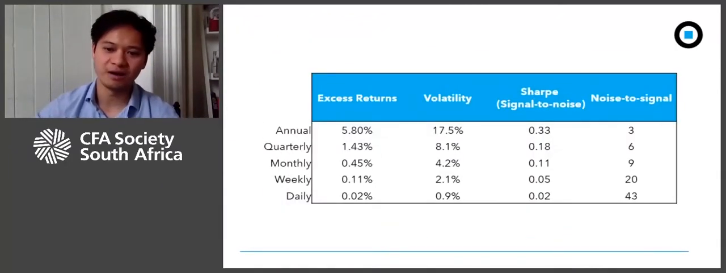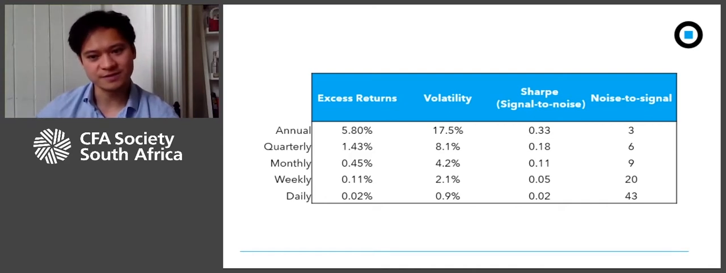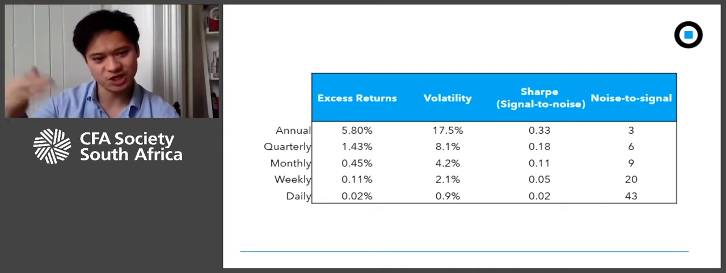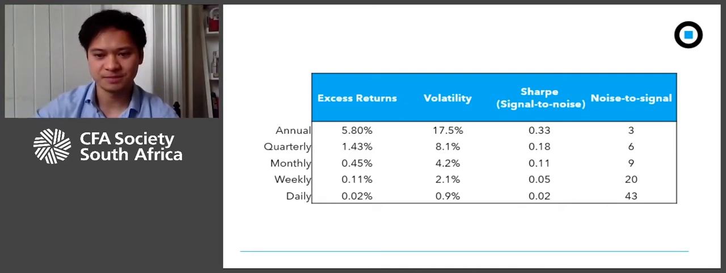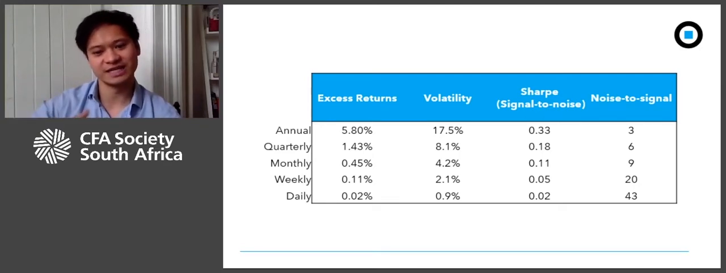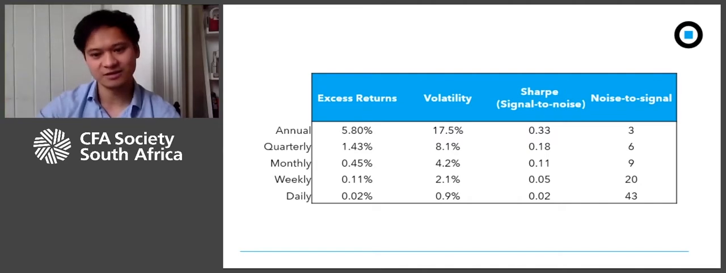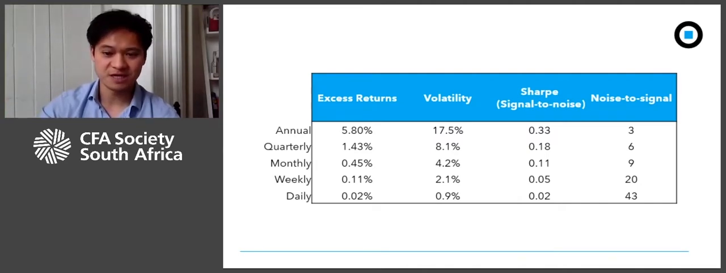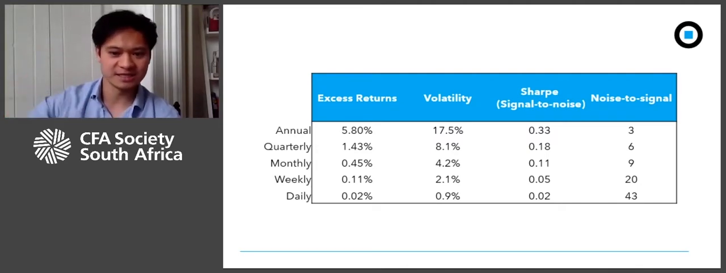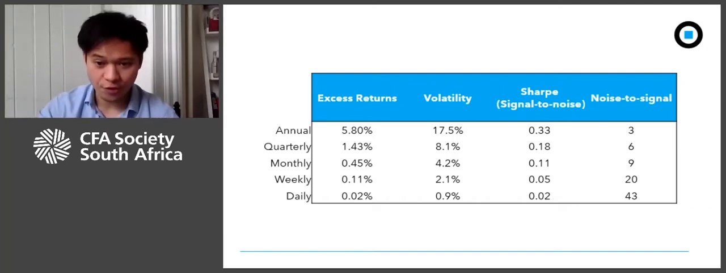What I show here are global equity market returns going back 30 years, measured on different frequencies. The first column is the average return in excess of cash. So 5.8% on an annual basis, down to about 2 basis points daily. This is the signal that we're looking for. The second column is the volatility across the different frequencies. So this is the noise that we need to see the signal through.